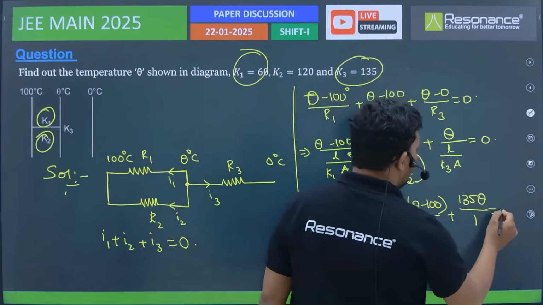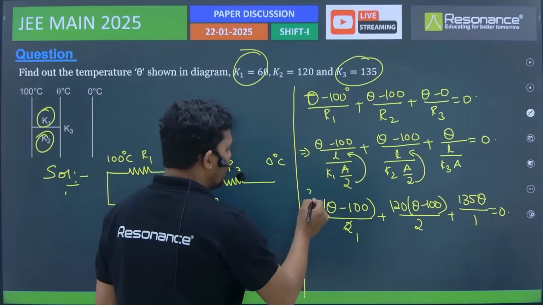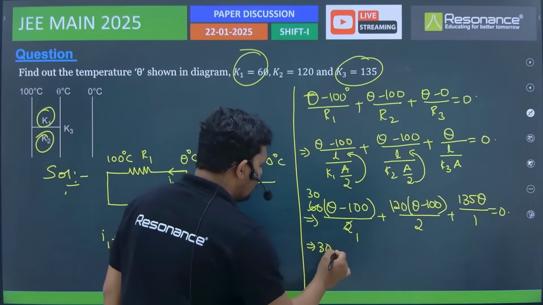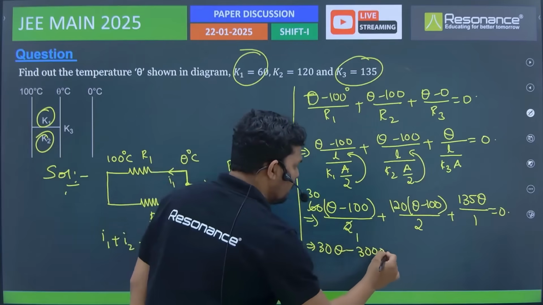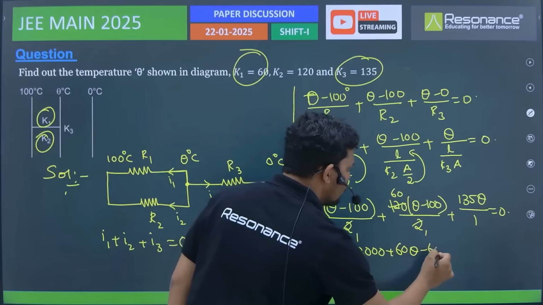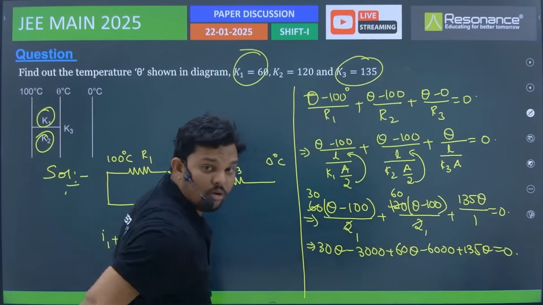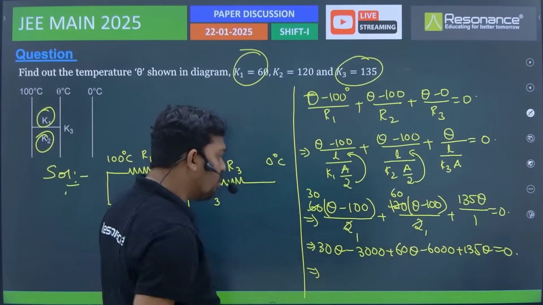So no LCM, by 1 I will take for my convenience. Let's come back to the point. So now 2 ones are 2, 30s. So now 30 into theta minus 3000, plus 2 ones are 2, 60s. So 60 into theta minus 6000, plus 135 theta equals 0.